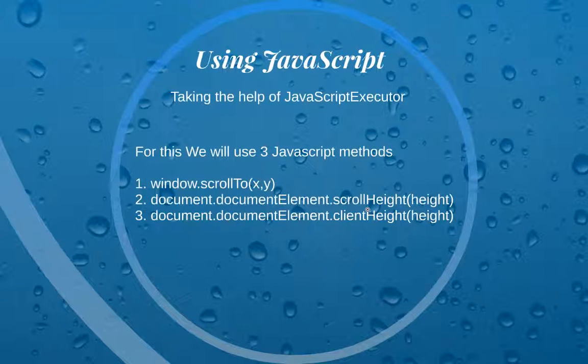So in the last video we discussed the take screenshot abstract method, which really did not help us in taking the complete screenshot of the website espncricinfo.com in the Chrome browser. So as a workaround, we are going to take the help of the JavaScript executor.